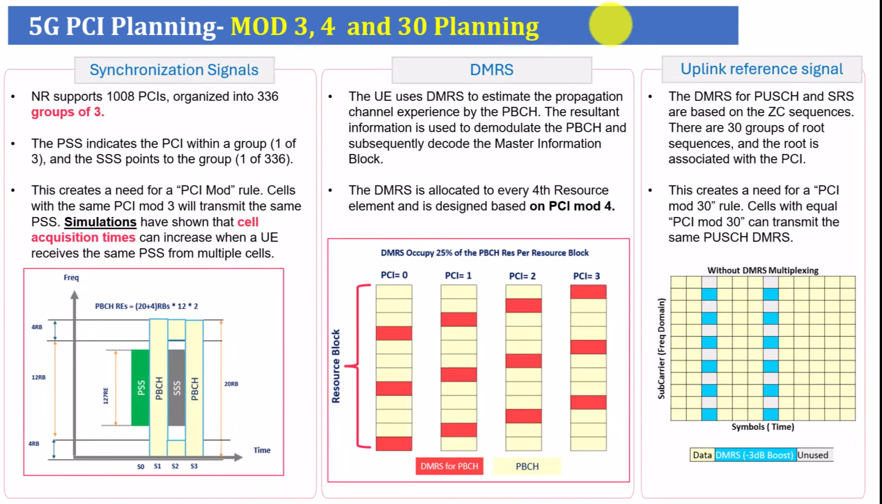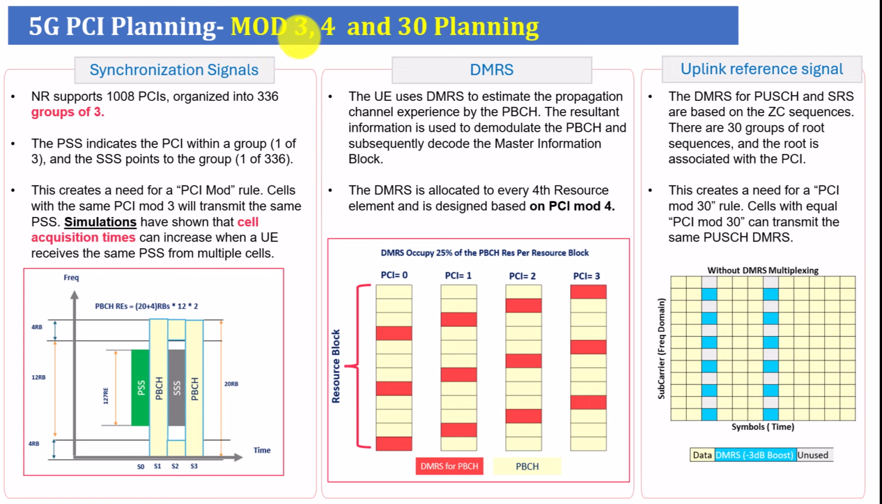The first part here, I'm going to cover the PCI planning for mode 3 and mode 4 and mode 30 planning. Just to quickly recap, it's very similar to 4G, but the main difference is that in 4G, everything was being done based on the cell specific reference signal, where even your quality or CQI was being estimated by that. So mode 3 interference was more critical compared to 5G, because everything was based on the evaluation of this cell specific reference signal. This means that in 4G it was very important to reduce this kind of interference as much as you can.